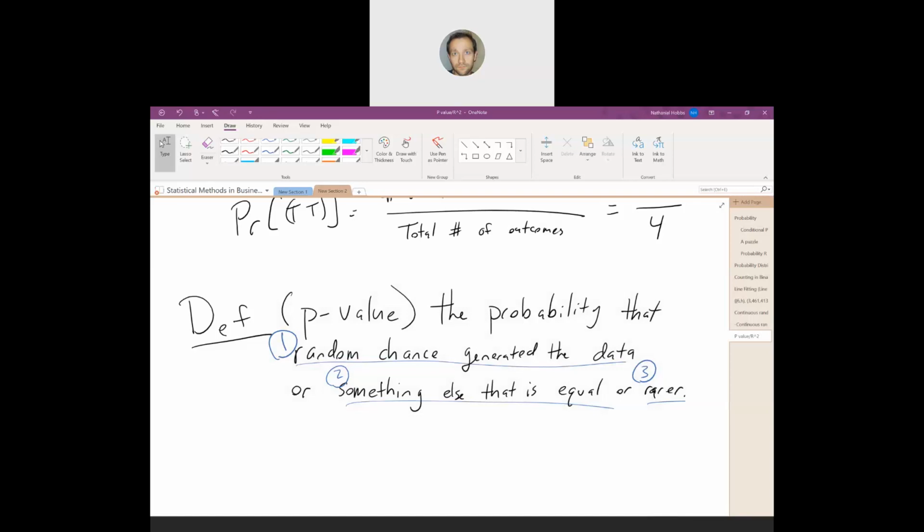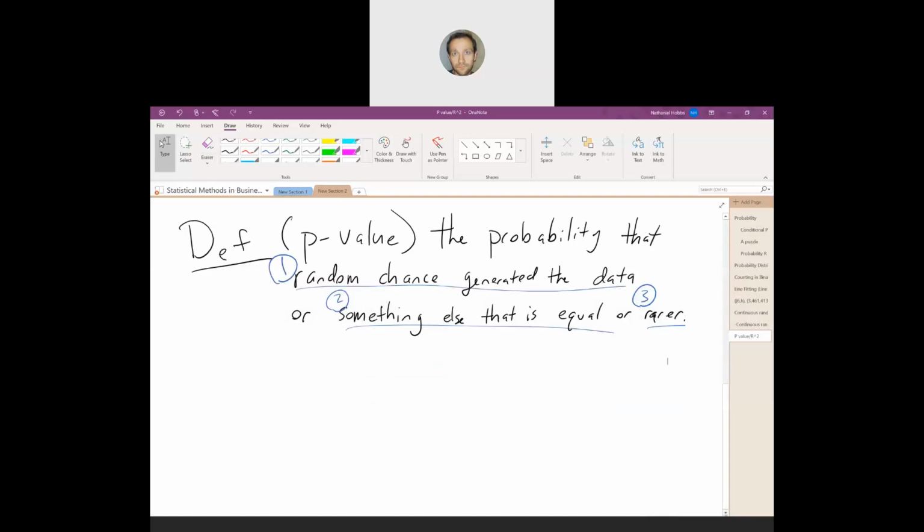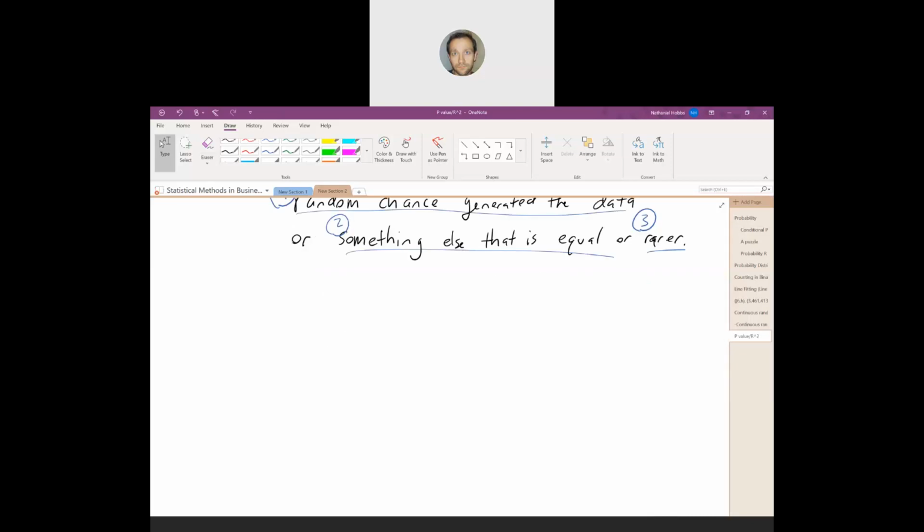Let's take a bit of a bigger example. And for this, I'm not going to type all this out. Just paste a screenshot. Okay. So this is flipping a coin 5 times.